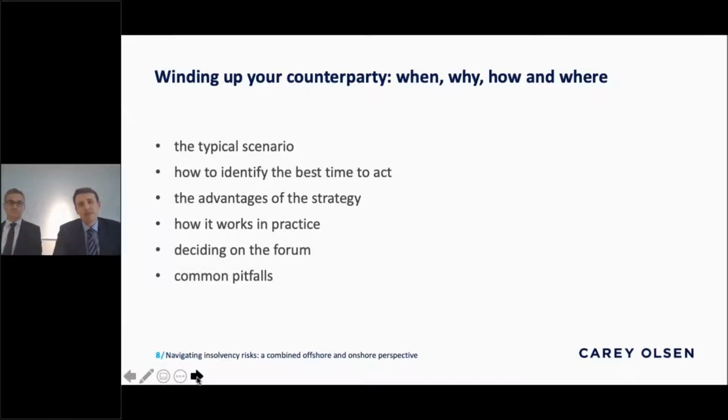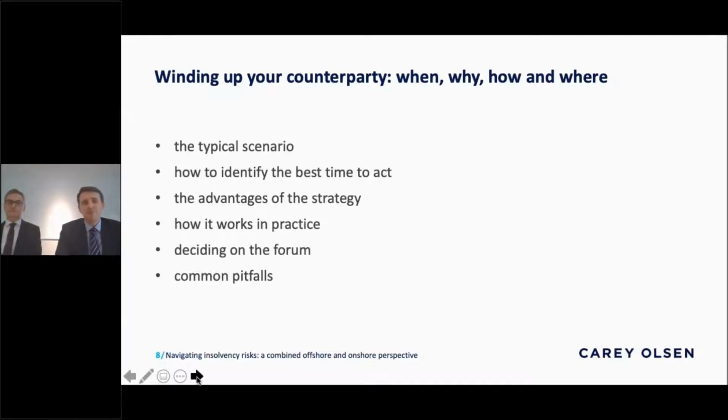The key point here is how to identify the best time to act. You're really looking for that Goldilocks moment. Too soon and you're going to incur really substantial costs and effort. You might harm your counterparty, and you certainly will harm the relationship you have with your counterparty by acting too soon. But if you act too late, there may be nothing left to recover.